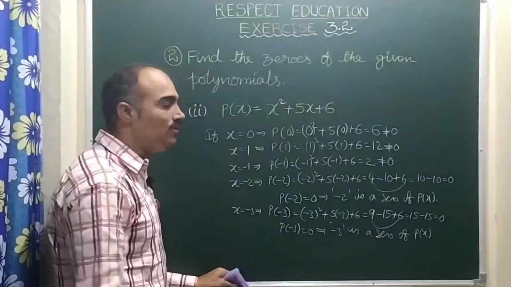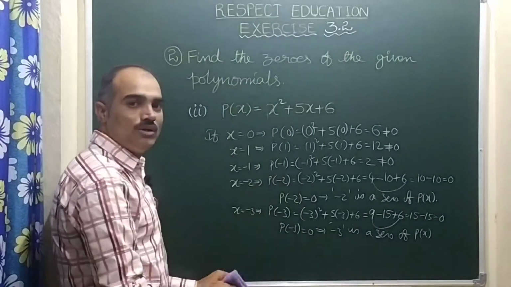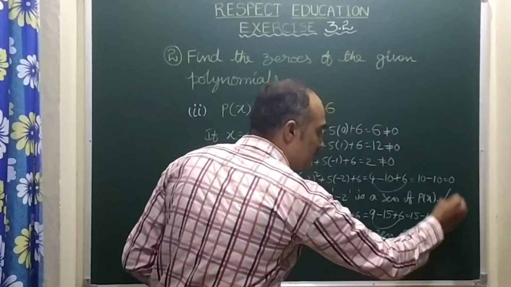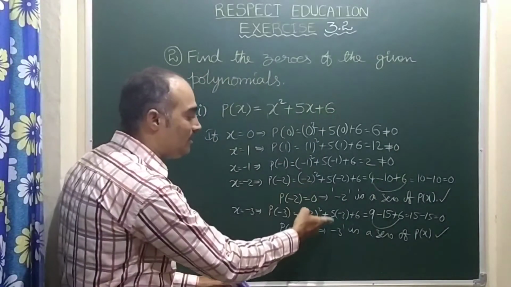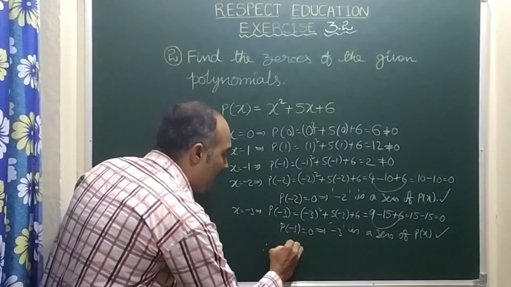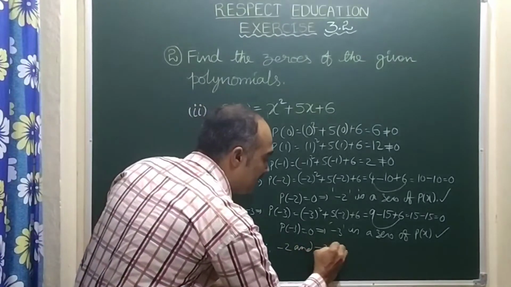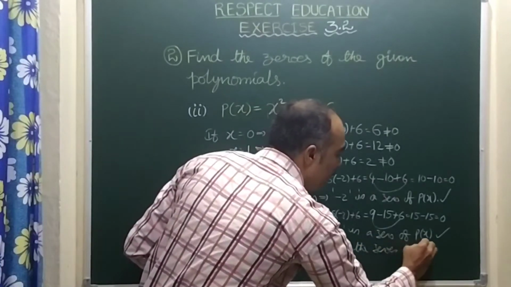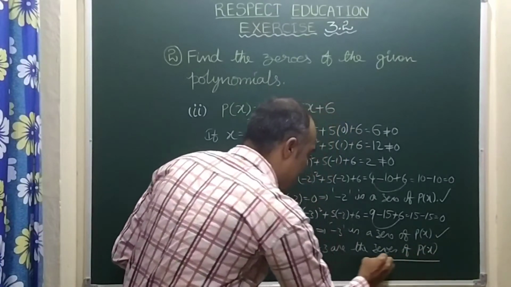As I have told you, its degree is 2, so at most, maximum, it will have only 2 zeros. So the required zeros we got here. Therefore we can write that minus 2 and minus 3 are the zeros of the given p of x.